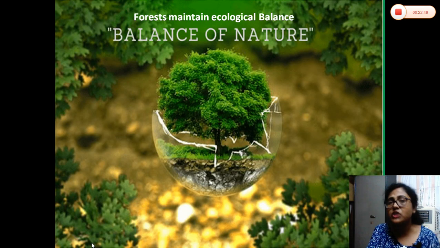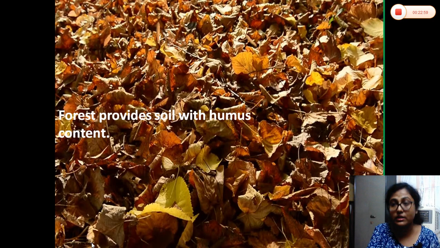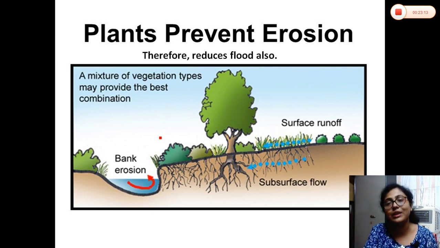Forests maintain the ecological balance in nature. It provides habitat to a large number of wildlife, maintaining the ecosystem and the food chain in nature. Forest provides soil with humus content also. How? When the dead plants or the leaves of the plants fall on the ground, due to decay and decomposition, humus is formed, and as a result the soil becomes fertile.